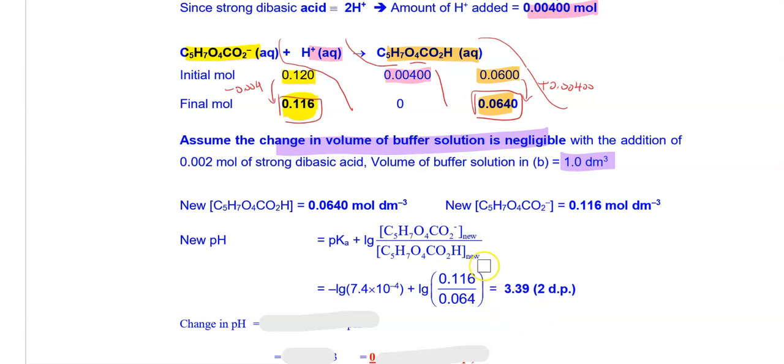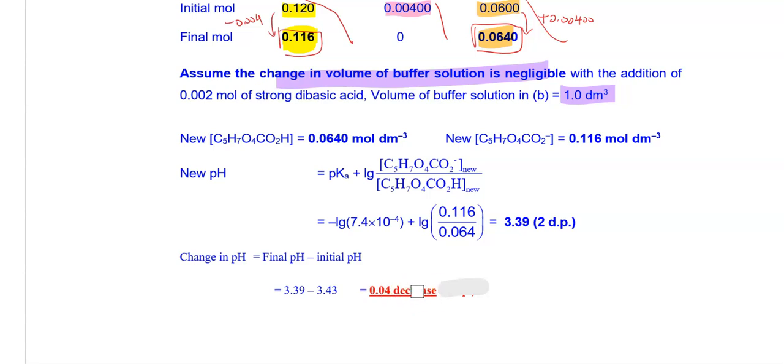Compared to the original pH of the solution calculated in part B, which was 3.43, there is a 0.04 decrease. Okay, it corresponds to what we understand: if you add in acid, the pH will have a slight decrease for a buffer. Okay, that's it for your question 4D.